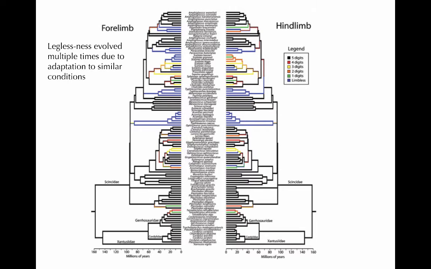And so what I want you to notice is that limblessness does cluster. So all of these groups, all of these species are limbless. But it's all over the place in this lizard phylogeny, multiple places. It's not all the blues grouped together. And so what that means is that leglessness evolved multiple times. And usually this is an adaptation to similar living conditions or an adaptation that allows a particular behavior that's advantageous in certain environments.